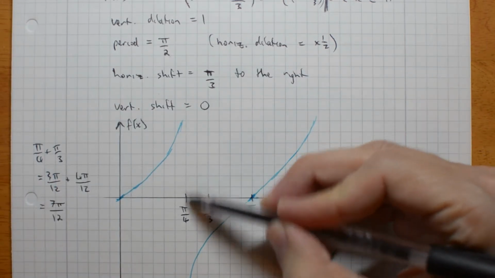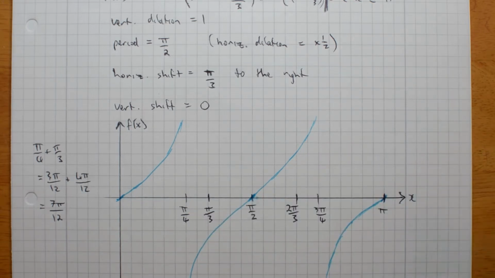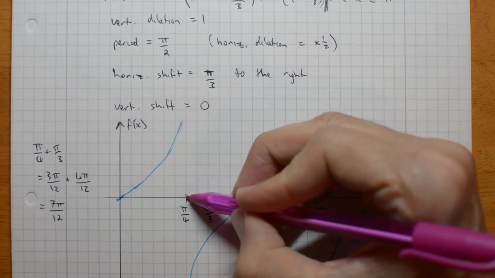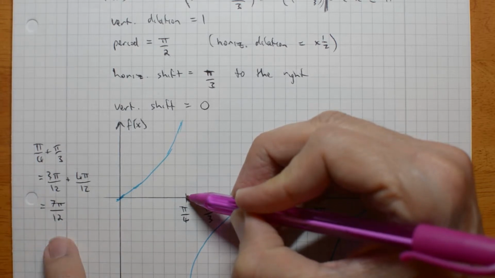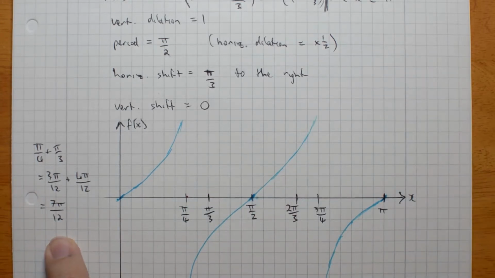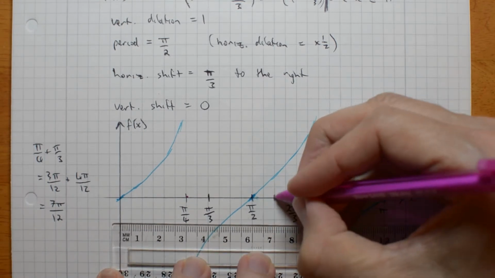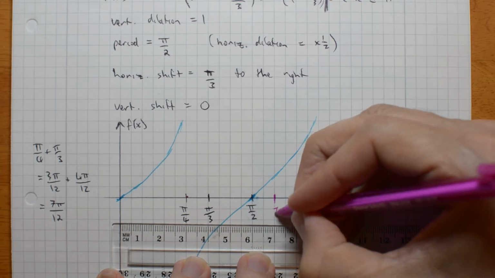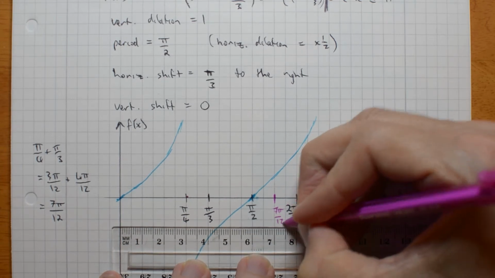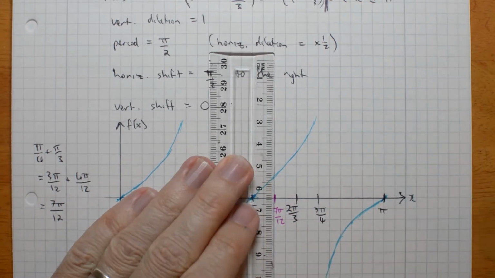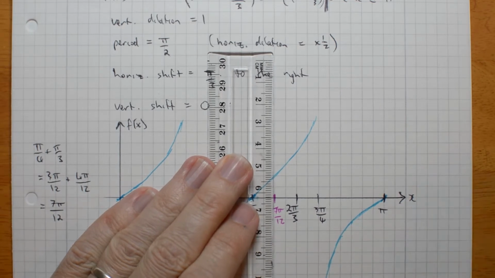So my asymptote that was here, let me get my pink pen, my asymptote was here, it's now going to be at 7 pi on 12. Where was 7 pi on 12? It's just past the halfway. That is 7 pi on 12. That's where my first asymptote is going.